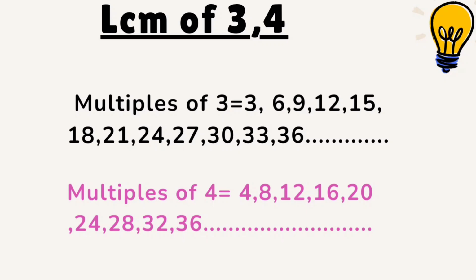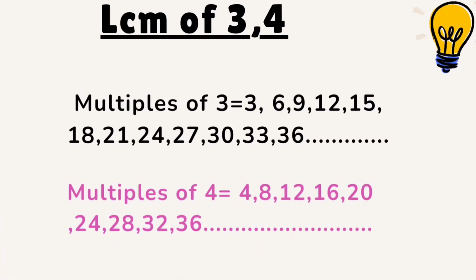Step 1. Multiples of 3 equal 3, 6, 9, 12, 15, 18, 24, 27, 30, 33, 36 and so on. The next, multiples of 4 equal 4, 8, 12, 16, 20, 24, 28, 32, 36 and so on. Step 2. Now find common multiples of 3 and 4.